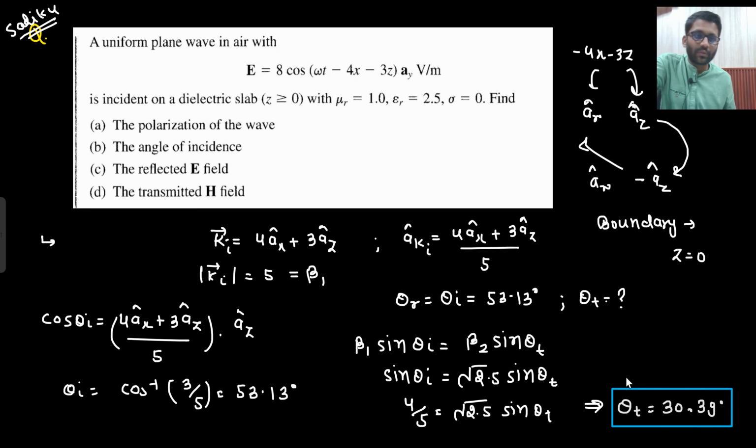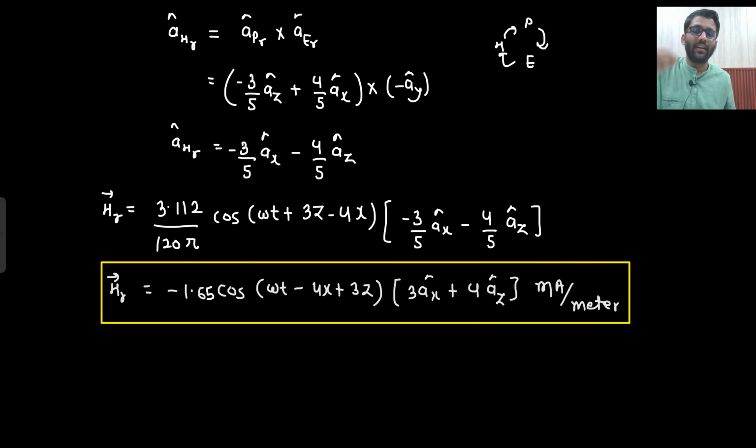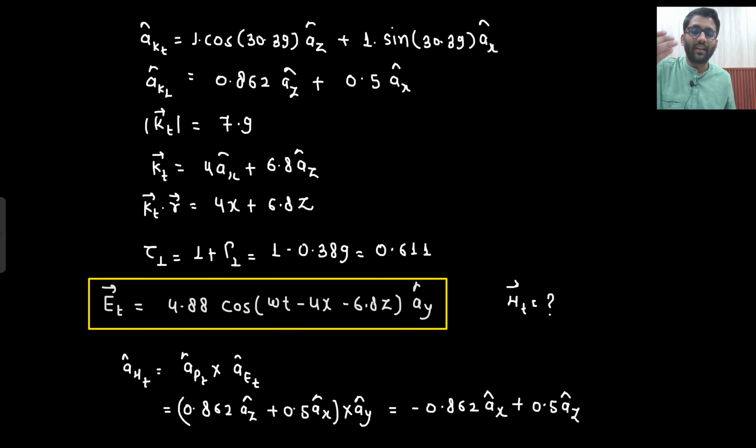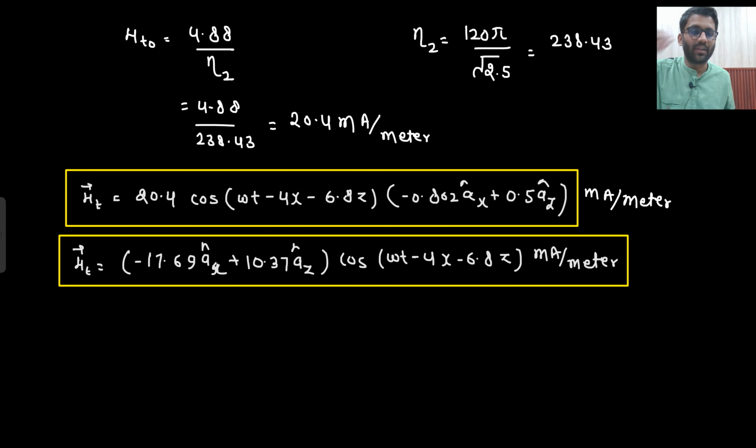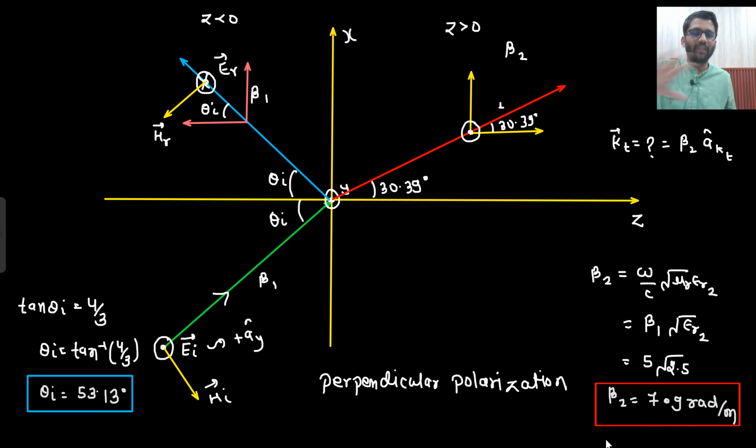But a lot of small questions can be framed. They can ask the polarization, the incident angle, the reflected electric field, the reflected magnetic field, the transmitted electric field, the transmitted magnetic field. So from this particular question only, there are 6 to 7 questions which can be framed. So in one problem we have seen a lot of concepts, and I hope you must have understood that if we make the diagram, everything will be crystal clear to us.